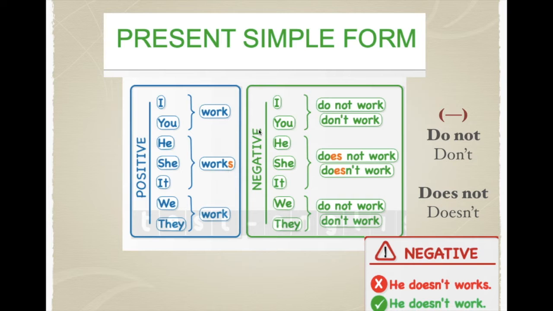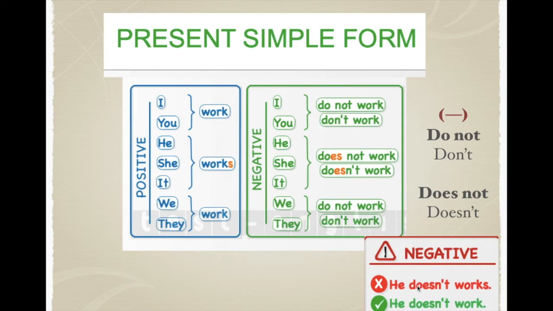And for the negative, we have I do not work, or the contraction I don't work. He, she, it does not work, or in the contraction she doesn't work, he doesn't work. And we do not work, don't work. So for the negative, we need do not, contraction don't, or does not, contraction doesn't. So the S is still here, but it's in the auxiliary, not in the verb.